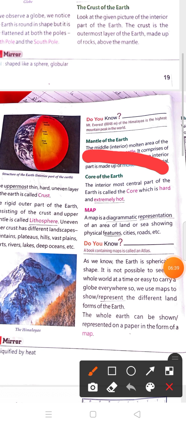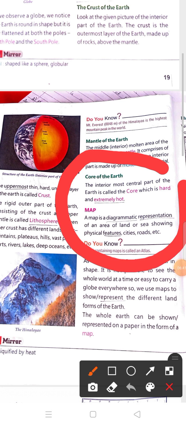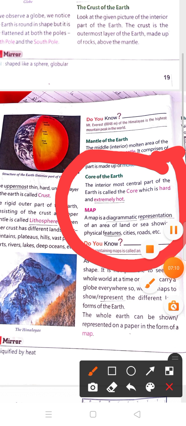Now I am going to read this part. Children, you have to keep your finger on this part. Core of the earth. The interior most central part of the earth is called the core, which is hard and extremely hot. Map. A map is a diagrammatic representation of an area of a land or a sea showing physical features, cities, roads, etc.